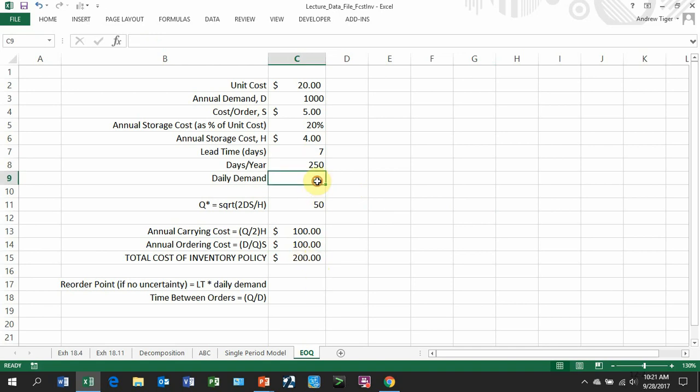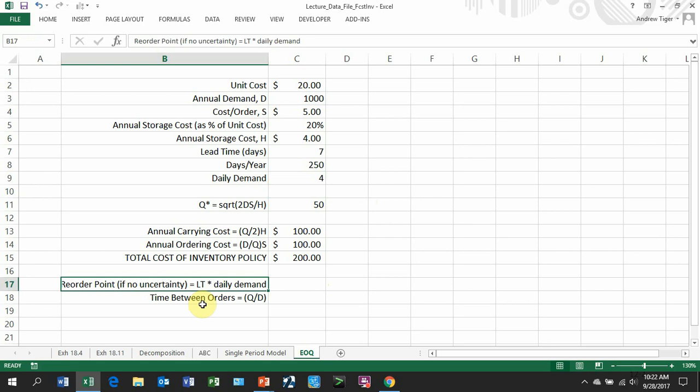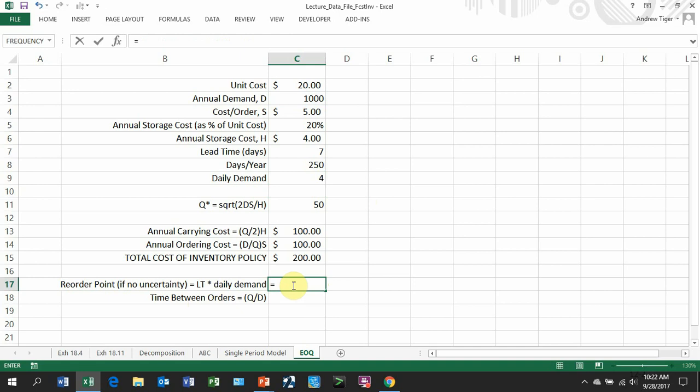So I can determine what my daily demand is. It's my 1,000 divided by 250 days per year. So my daily demand is 4 units per day, 4 working days per year. That's the daily demand. So if I don't have any uncertainty, which we'll cover in the next video, my reorder point is my lead time multiplied by my daily demand.